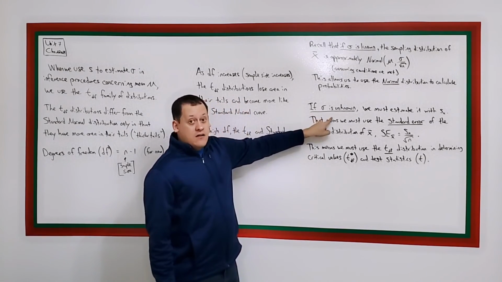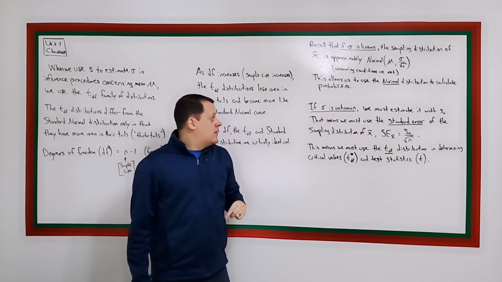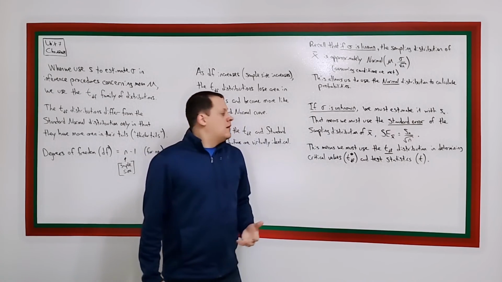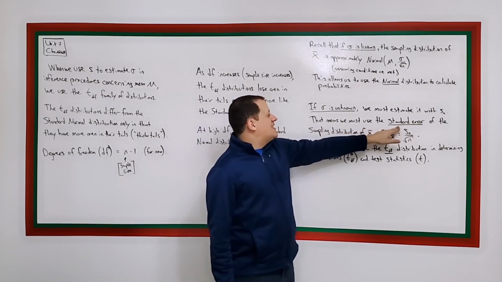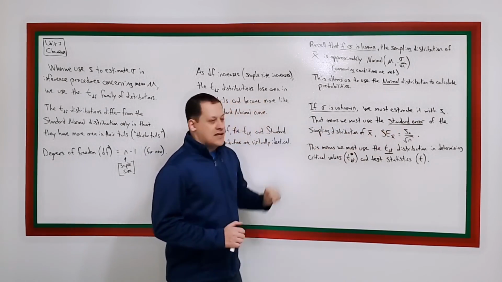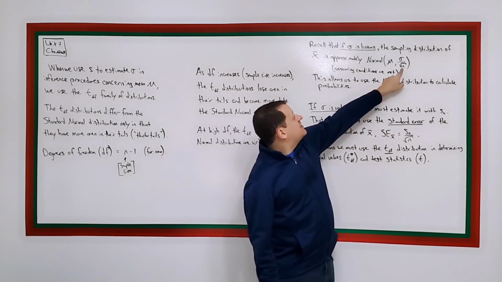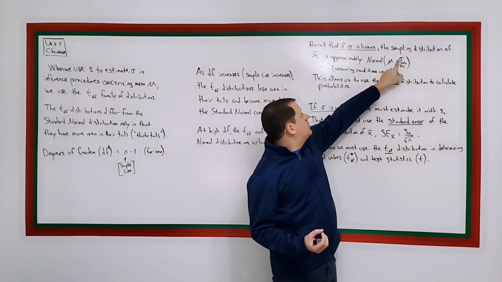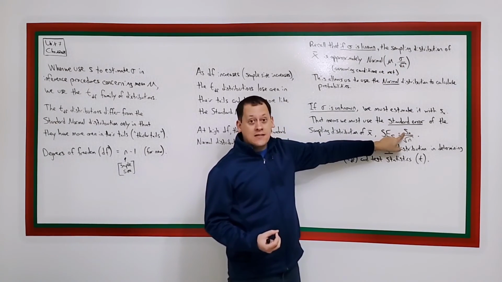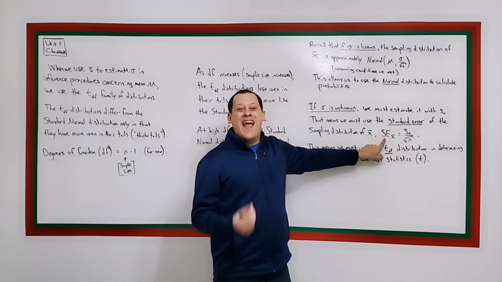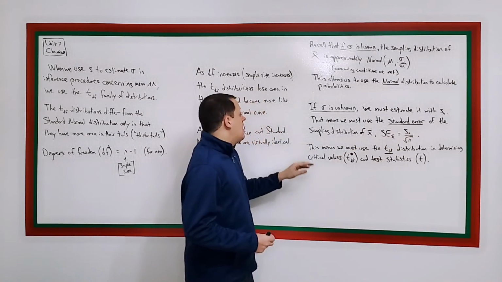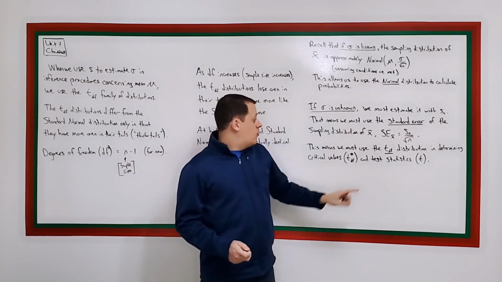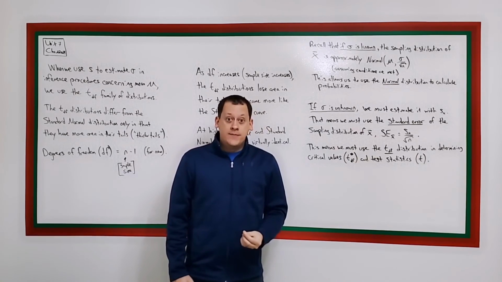If sigma is unknown, which is where we're operating now, we must estimate it with the sample standard deviation, Sx. That means we are going to be using the standard error of the sampling distribution of x bar. This is the true standard deviation of the sampling distribution. But if we don't know sigma, we have to plug in S. That makes it the standard error. Okay? And that means, if we're doing that, we can't use the normal distribution anymore. We've got to use t.